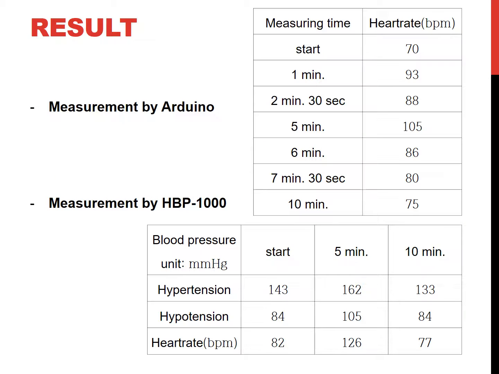This is the result of measurement. In the case of the pulse sensor with Arduino, heart rate increased as I exercised and decreased to a similar degree as I rested. The HBP 1000 showed a little higher heartbeat.